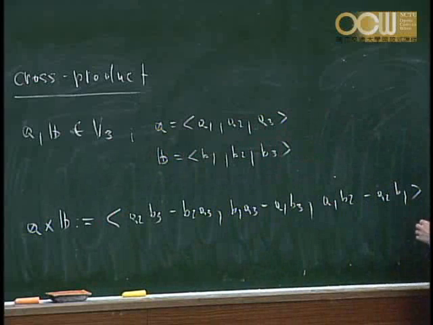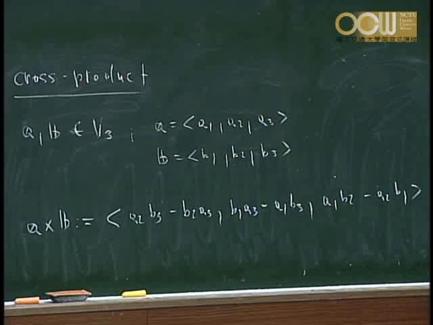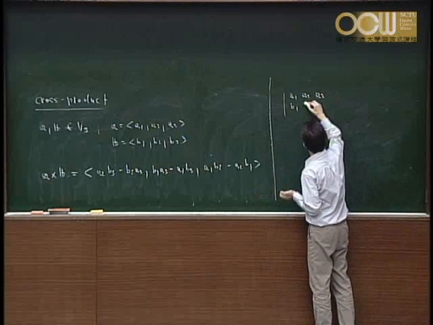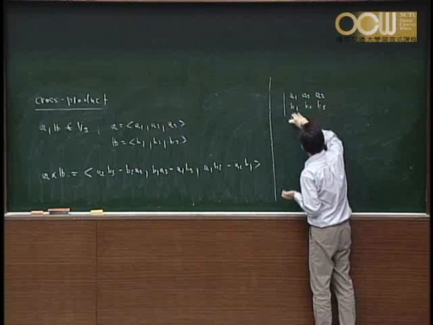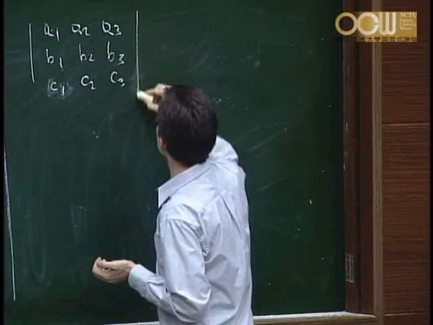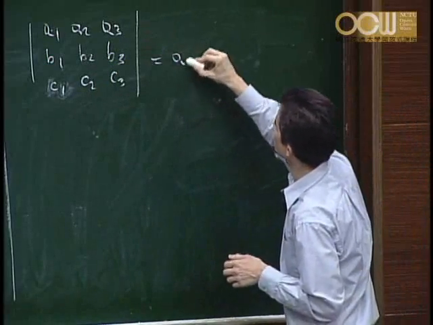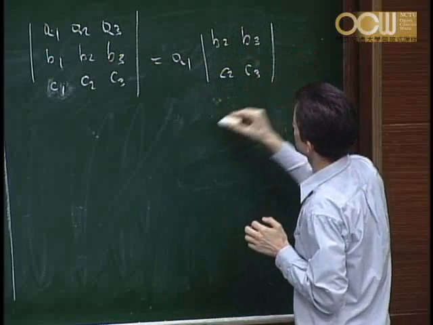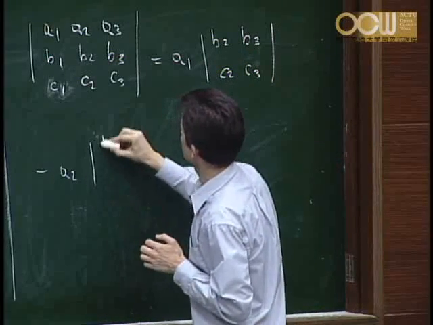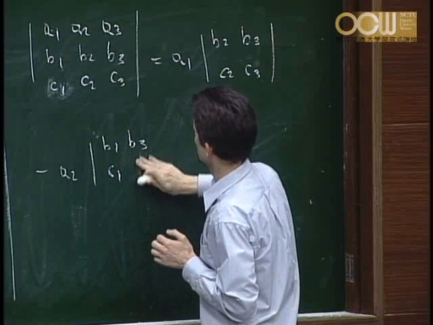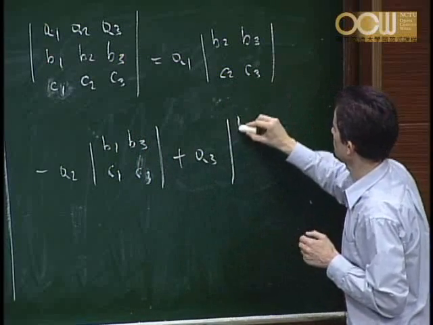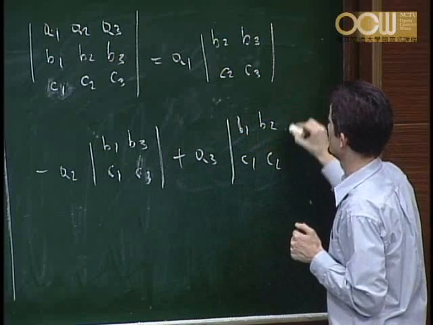Now, maybe a notation which is more convenient is using determinants. I guess you have also learned this in linear algebra. I guess you know in linear algebra what a determinant is. So what we need is a matrix with rows A1, A2, A3, B1, B2, B3, and C1, C2, C3. For this determinant, you know that this is equal to A1 times this subdeterminant, then minus A2 times its subdeterminant, plus A3 times the subdeterminant with B1, B2 and C1, C2.